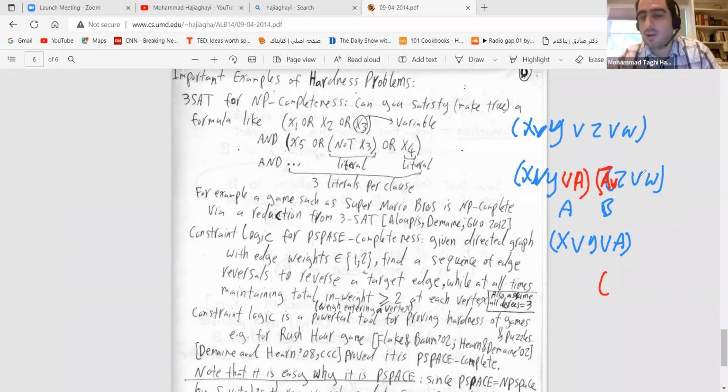Now, good. In that case, A would be either true or false. If A is true, then this clause is true, but then A bar would be false, so one of Z and W should be true. And vice versa. If A is false, then one of X and Y should be true. So it means that independent of whether A is true or false, at least one of X, Y, Z, W should be what?